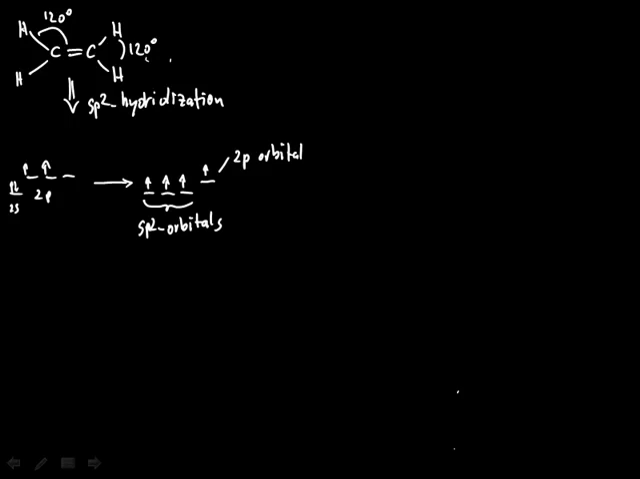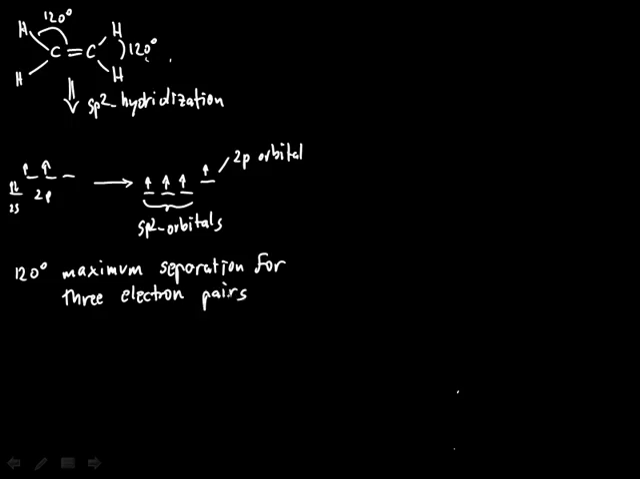Again, the question is, well, why 120 degrees? It turns out this is the maximum separation for situations when we have three electron pairs. Now, these orbitals, when combined, start with 2s and 2p orbitals, and we're going to get three orbitals which are oriented at 120 degrees to each other. So they look kind of like this.